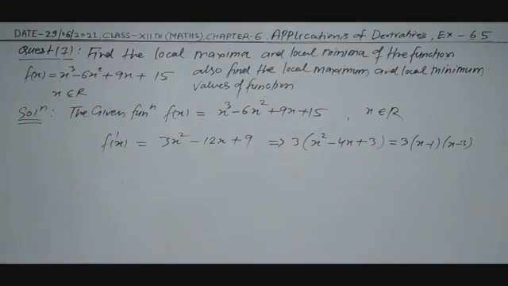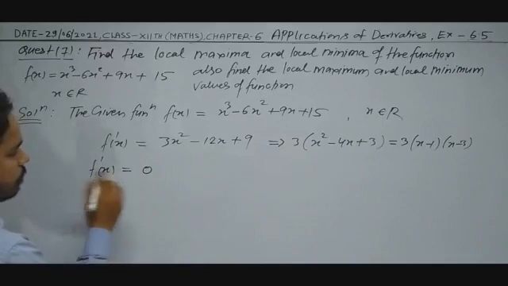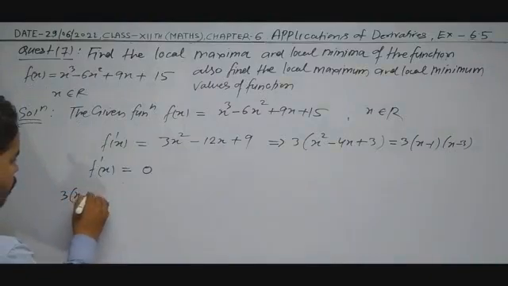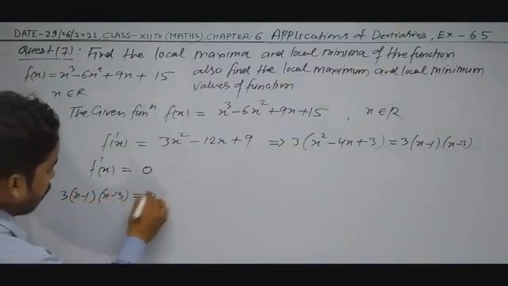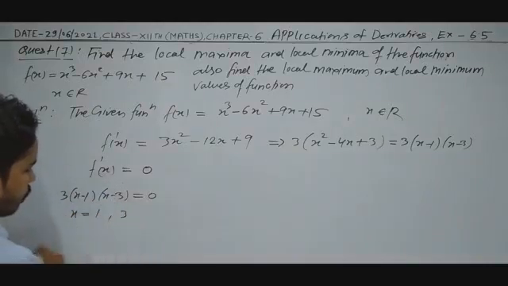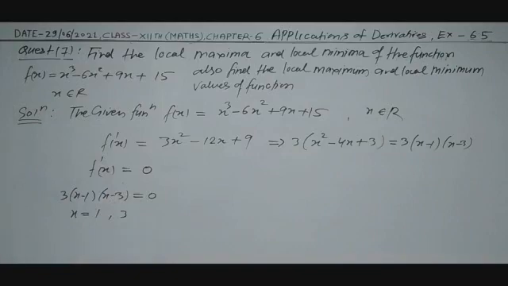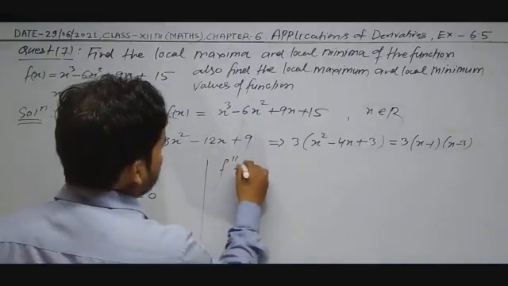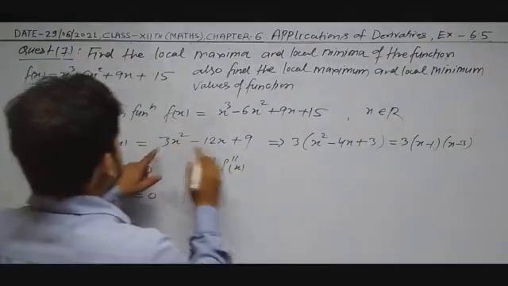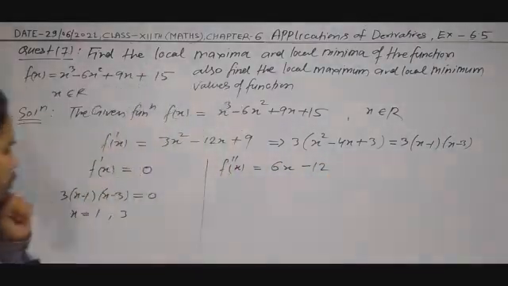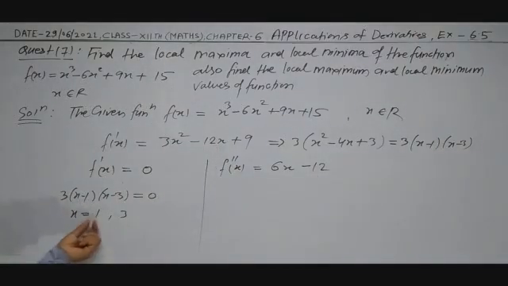So for the calculation of turning points, when you equate f dash x to 0, you will get (3x - 1)(x - 3) = 0, and x is equal to 1 or 3. These are the turning points. Now you will calculate f double dash x. The f double dash x result will be 6x minus 12, and you have 2 points, 1 and 3.